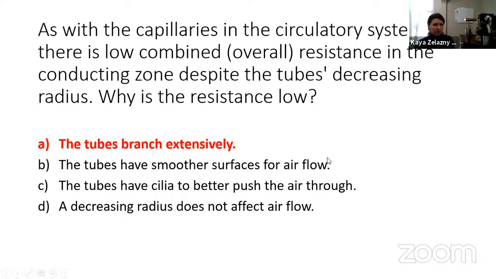Okay. It is true that they do have a smooth surface. The conducting zone does have cilia, but the cilia in the conducting zone have to do with the mucus. We talked about the mucus escalator getting particles out of the lungs, but the cilia don't really push on gas, they don't push on air. They push on actual solid matter pretty much. Okay. And decreasing radius does affect airflow. It's just not if we're looking at the system as a whole instead of one individual tube.